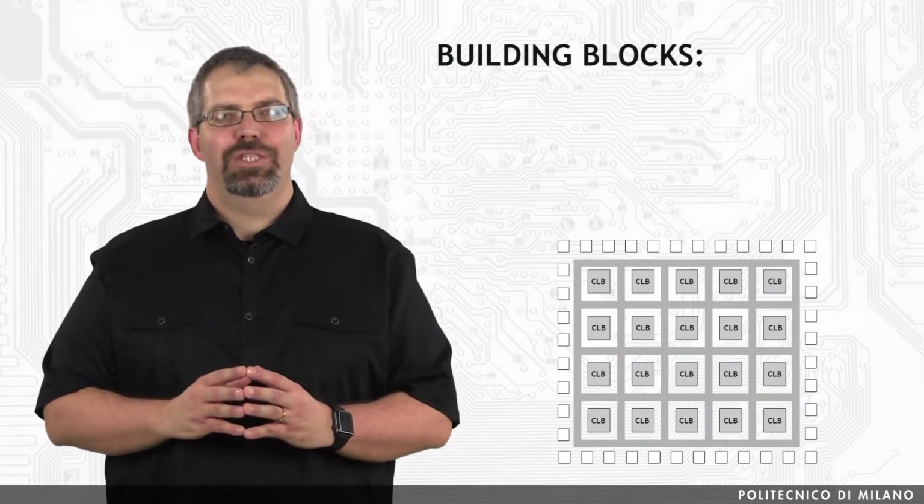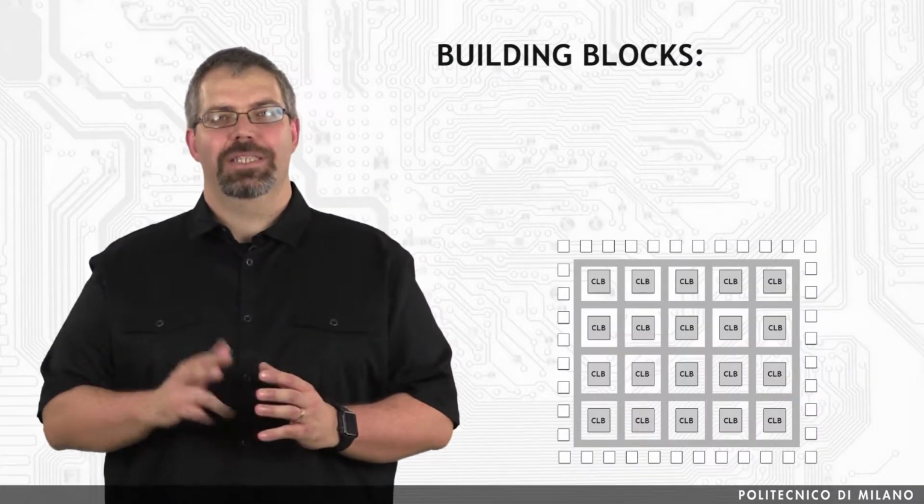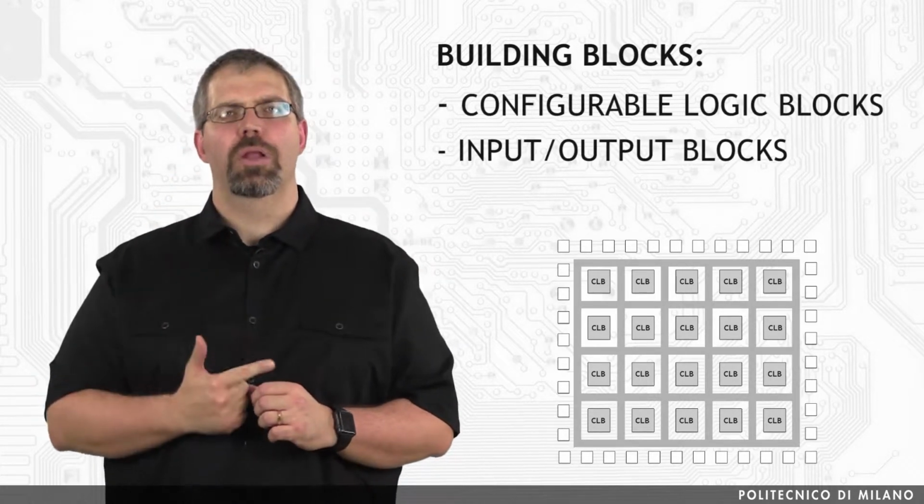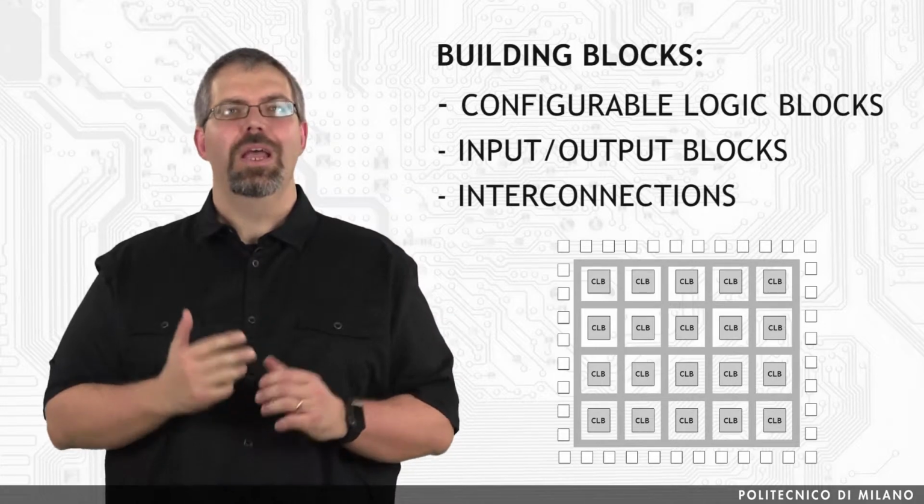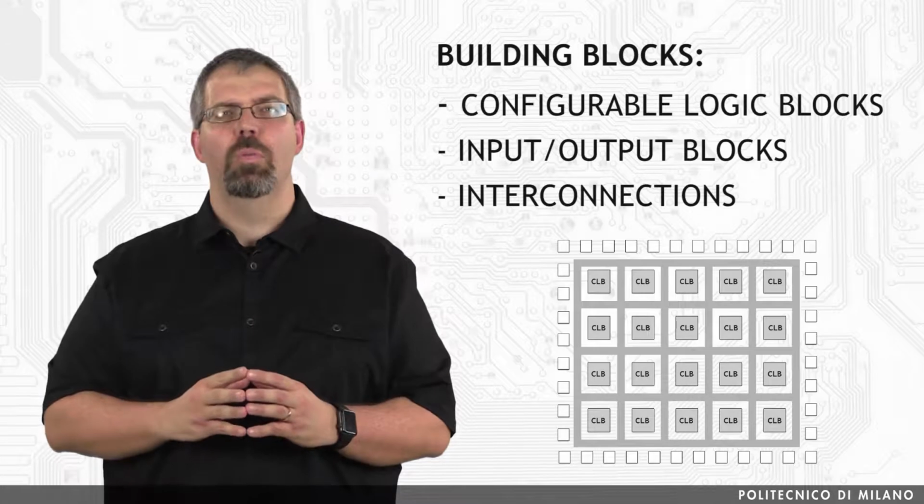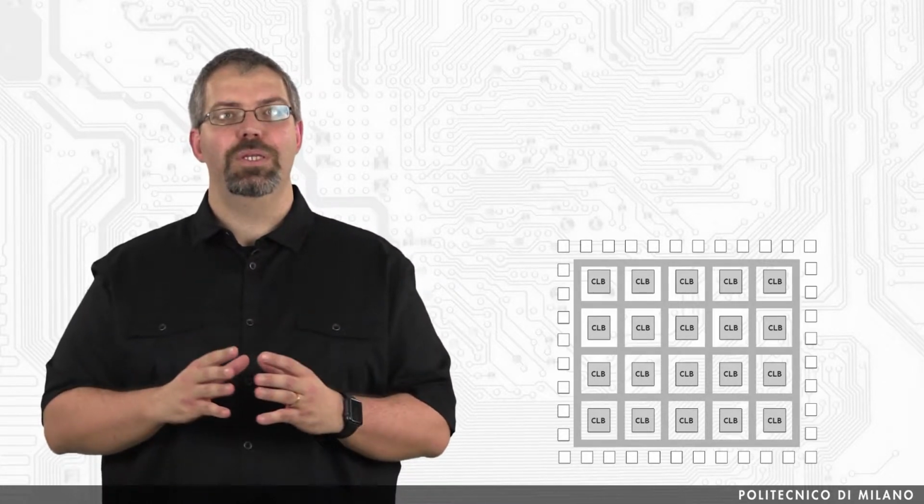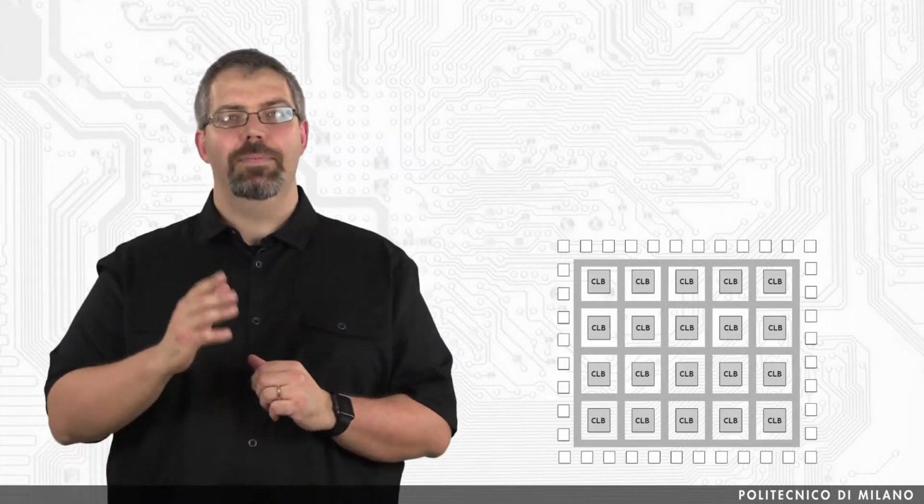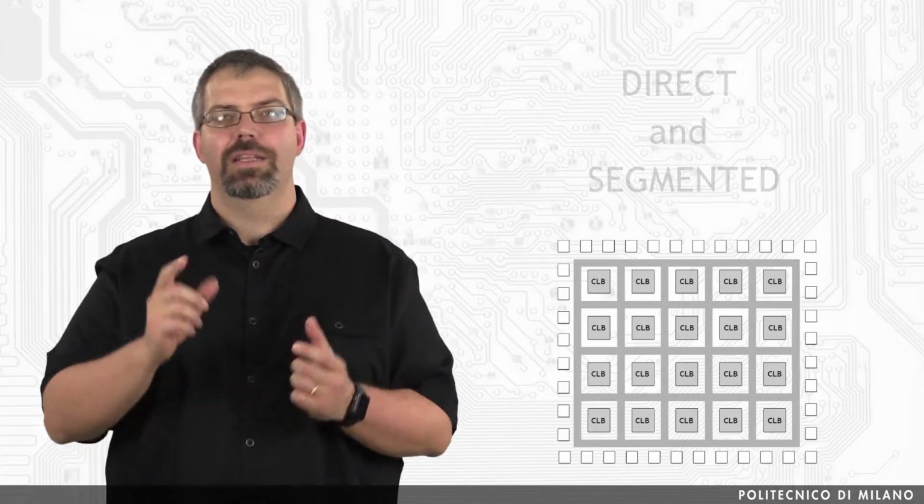We know that FPGAs are mainly characterized by the presence of three building blocks: configurable logic blocks, input-output blocks, and interconnections. We got already familiar with CLBs and IOBs, but we need to know more about interconnections. The interconnection resources within an FPGA allow the arbitrary connection of CLBs and IOBs. The main modes of interconnection are direct and segmented.